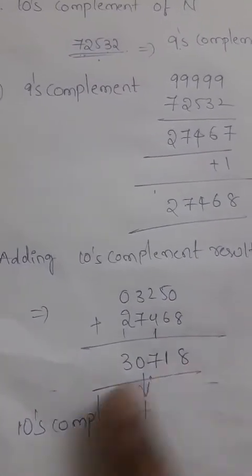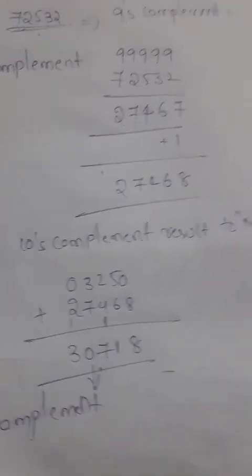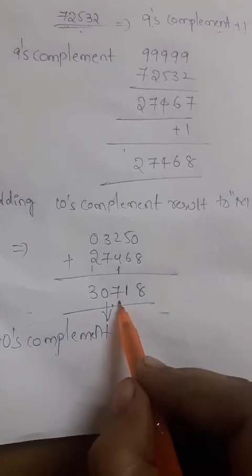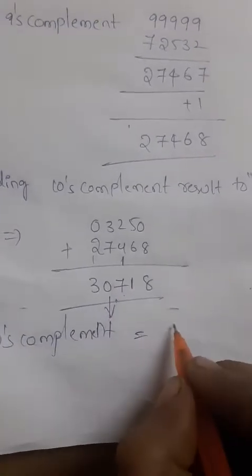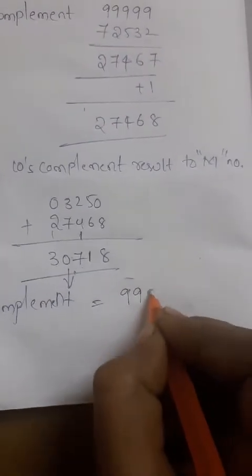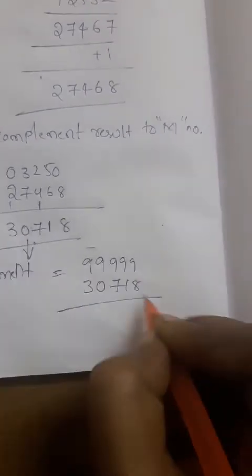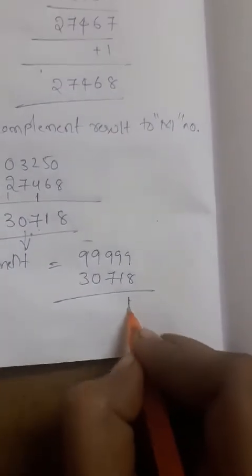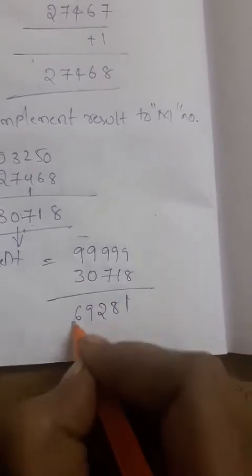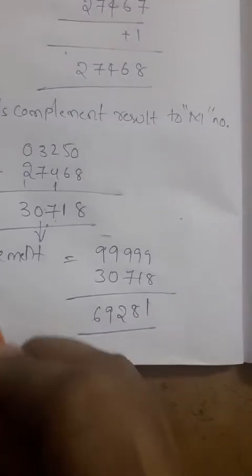But here there is no negative result, so for that purpose I can do it again. This number can be converted to the tens complement, and after that the result will be negative. So how to do the tens complement? This result will be converted to the nines complement plus 1, right? This is a 5 digit number, so I take 5 digits of 9, and the number is converted to the nines complement, which means each digit is subtracted from 9. So here we get the result 69281. This is the nines complement.